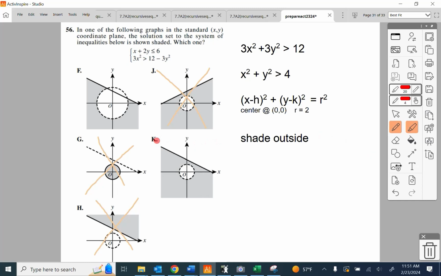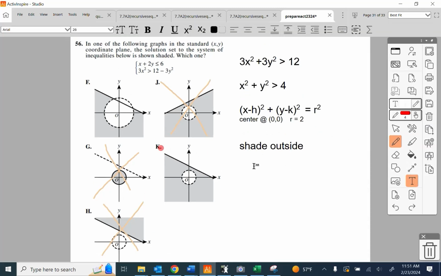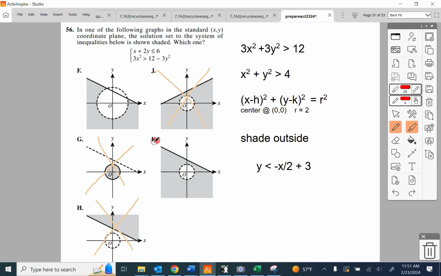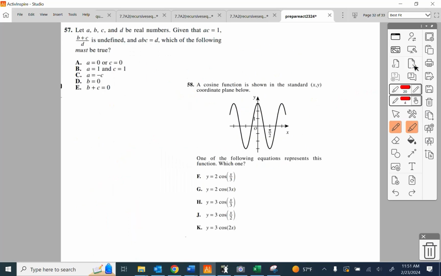I do need to think about that. My equation from earlier was y less than or equal to negative x over 2 plus 3, right? So notice that's plus 3. If the circle only has a radius of 2, the line would intersect the y-axis above. Oh yeah, there's some complications in there. That's believable. But the choice has got to be K.